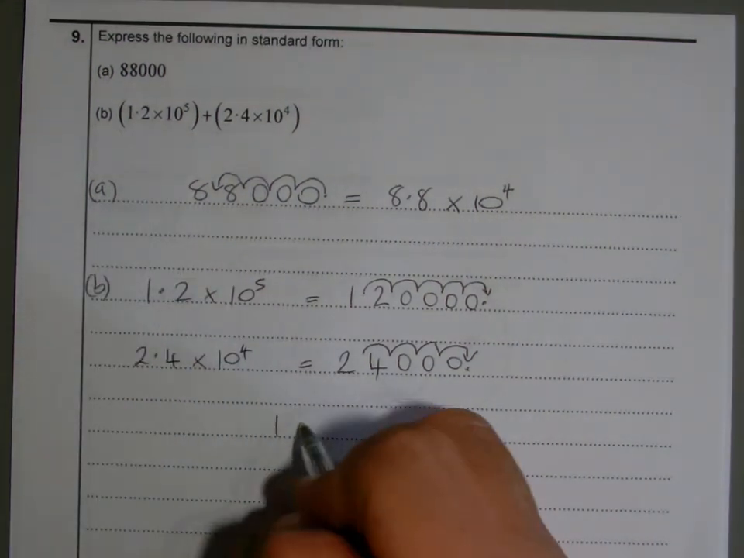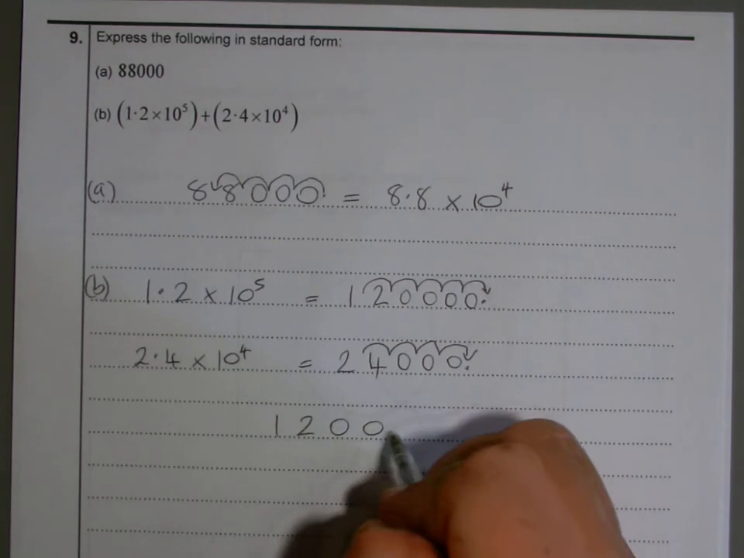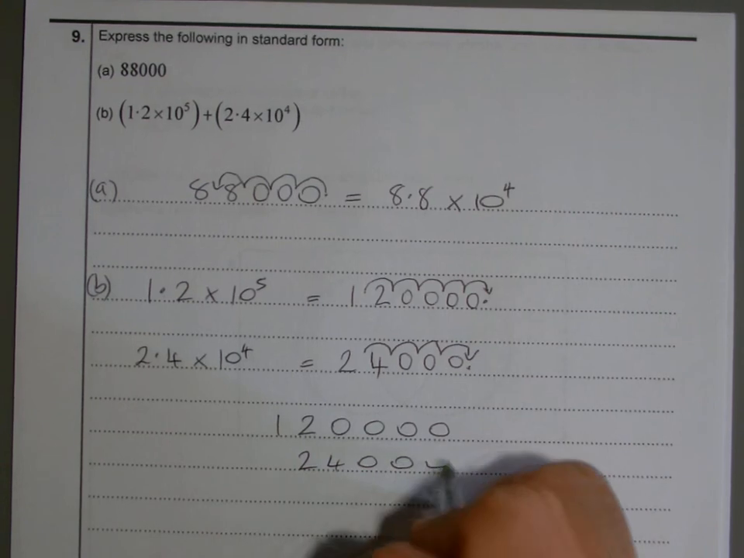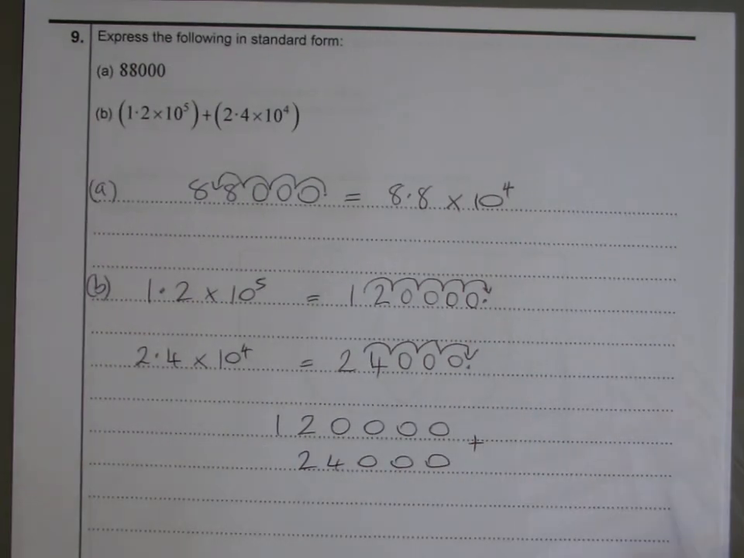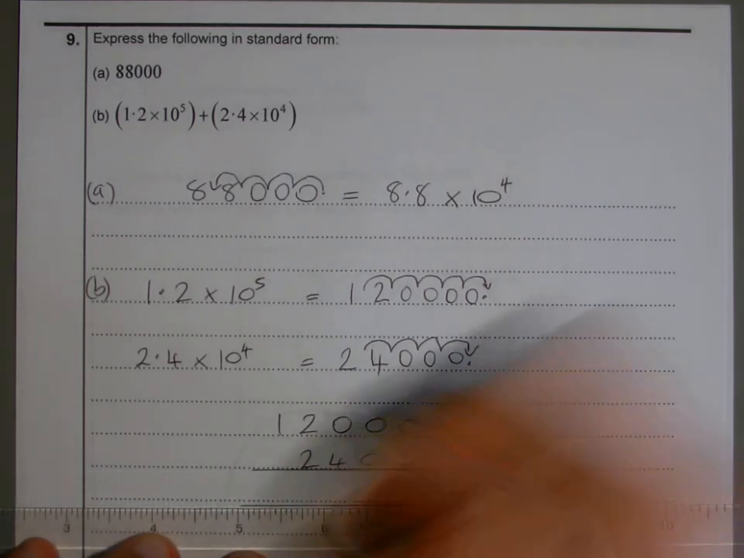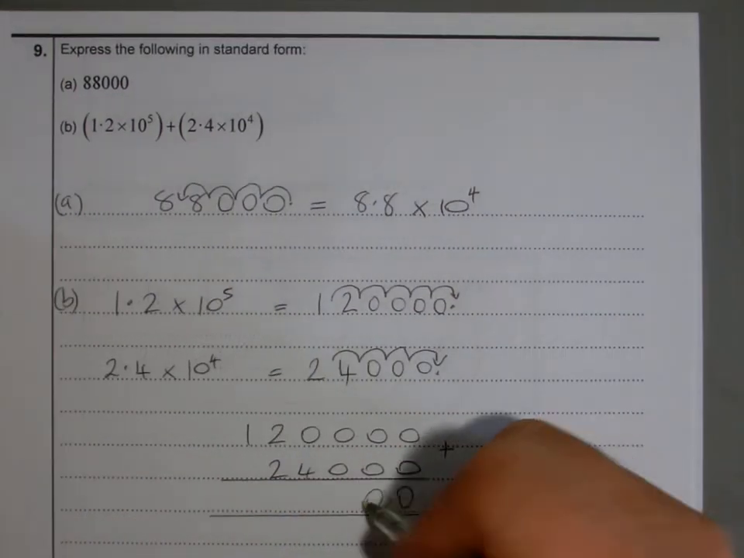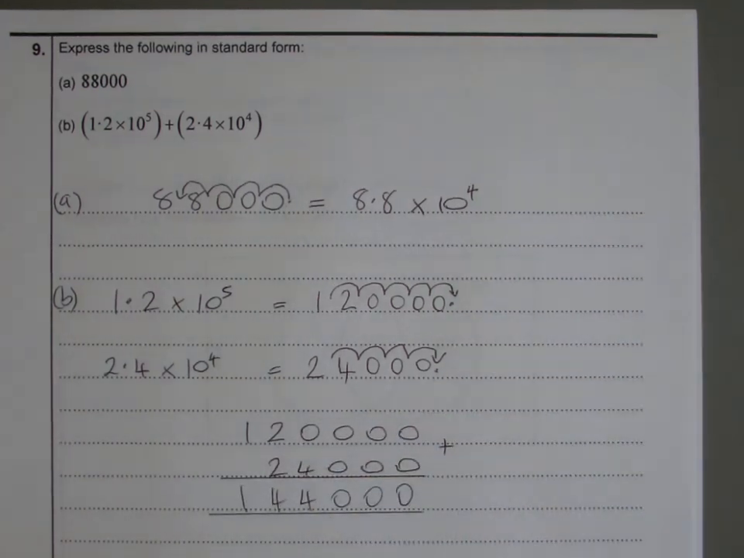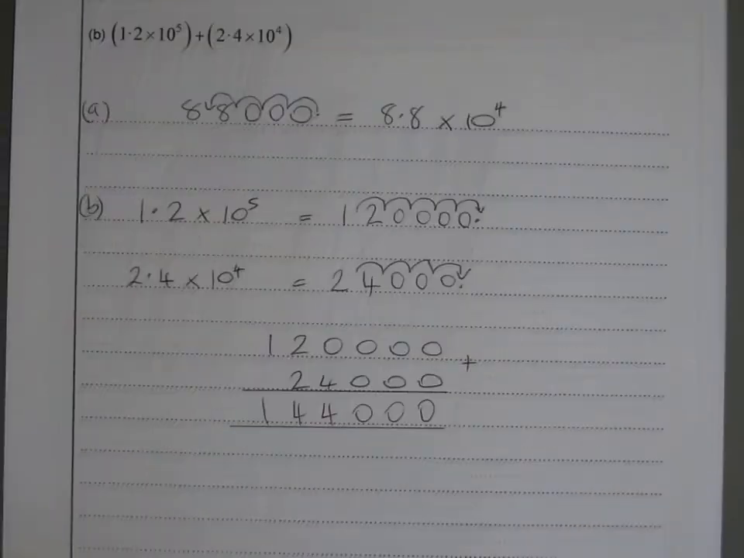It does say to add them, doesn't it? So let's add them. 120,000 and 24,000. So we line them up to the right. We're going to add them. That's quite easy to do, isn't it? So when I add them, I start here. I get 144,000. So that's the number in ordinary form.